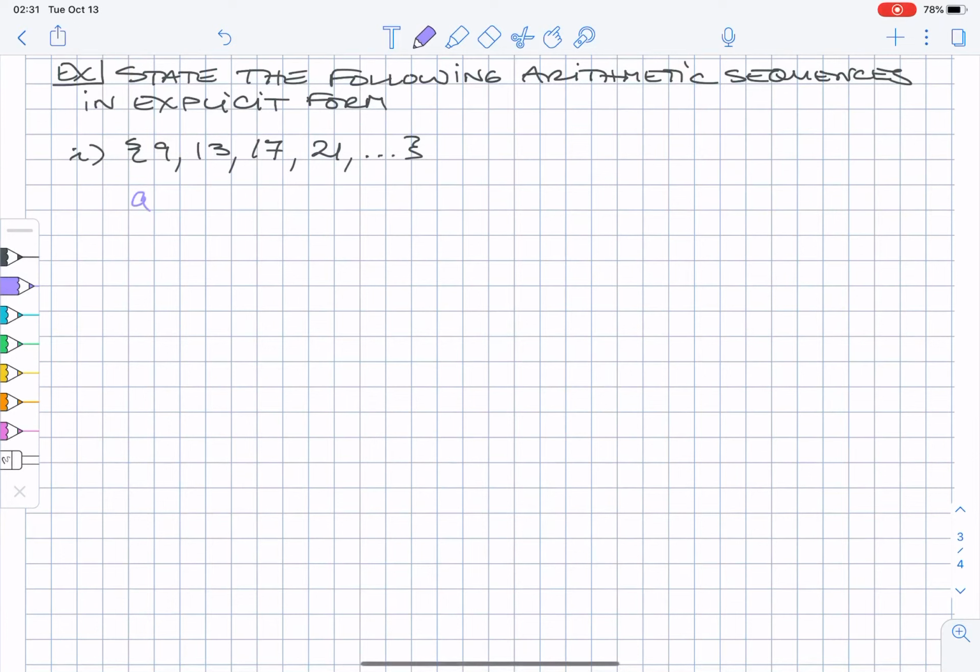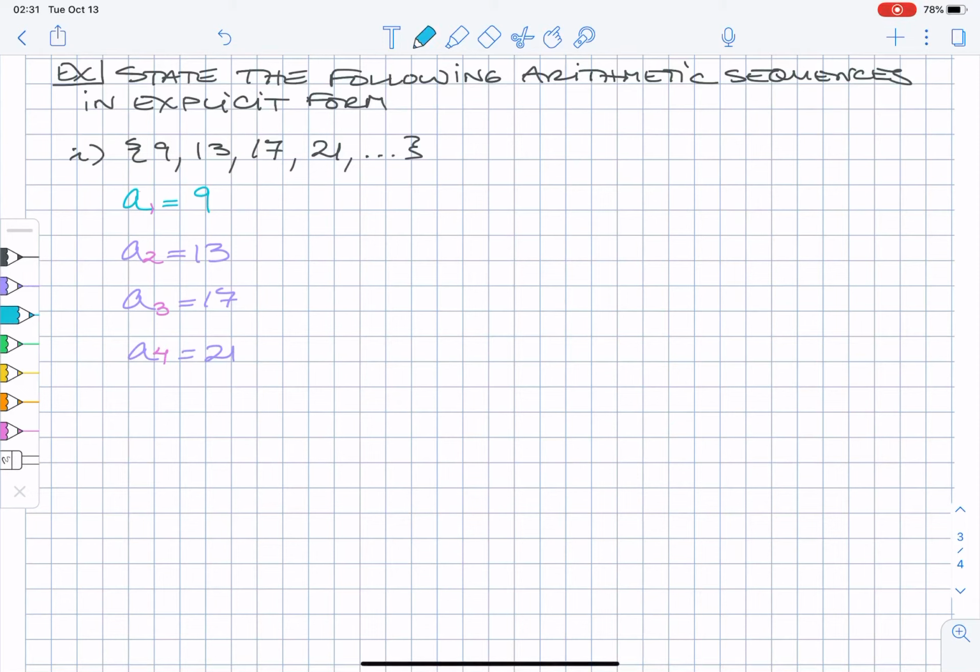So we have that a sub 1. Actually, let me do a sub 1 in blue because it's important for the explicit form. A sub 1 is 9. A sub 2 is 13. A sub 3 is 17. A sub 4 is 21.